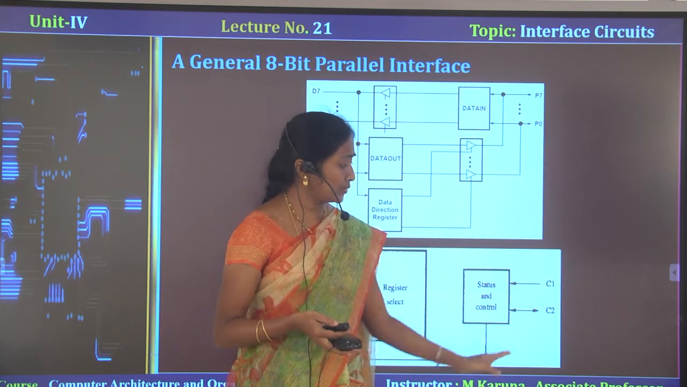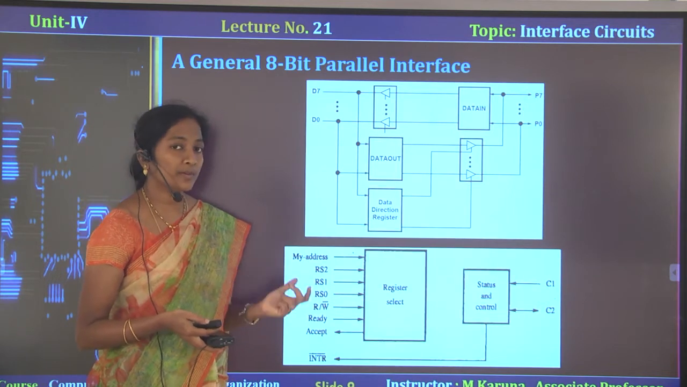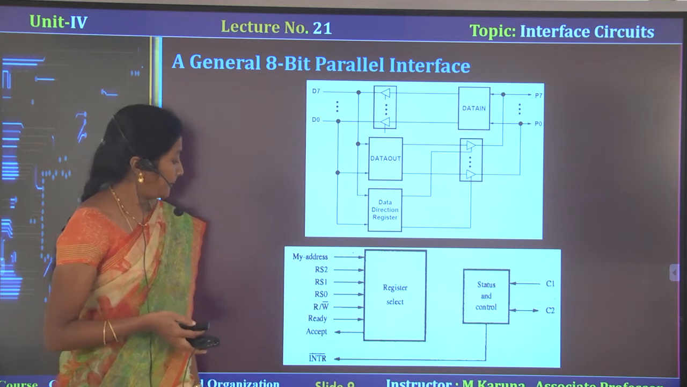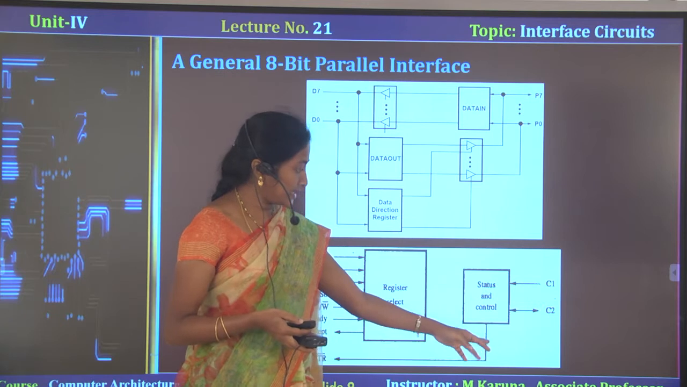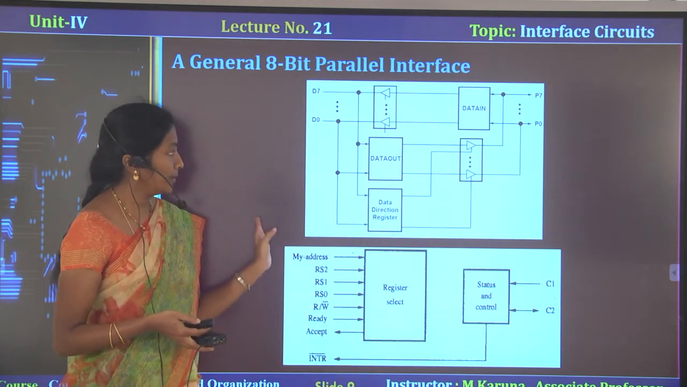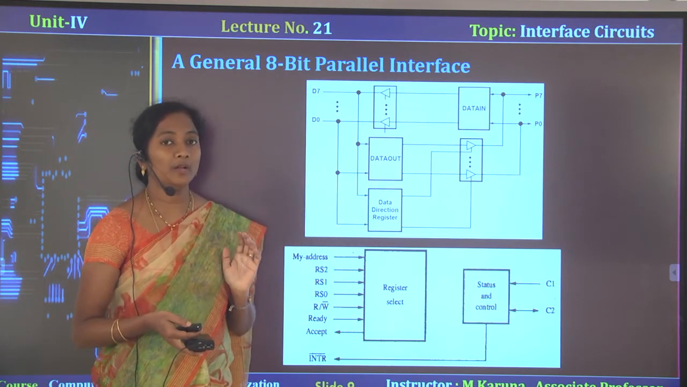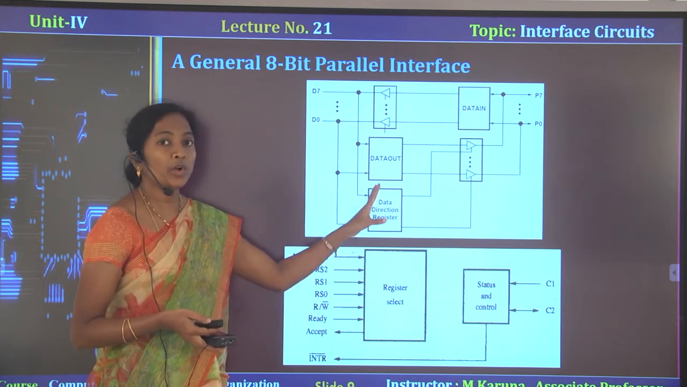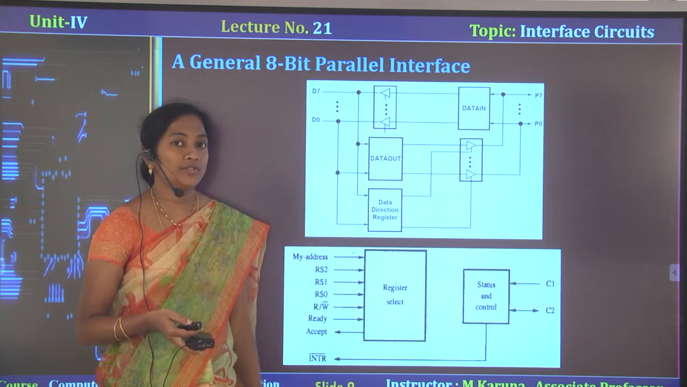Here C1 and C2 control signals are used to control the interaction between the interface circuit and IO devices. The interrupt signal, you know, is connected from the status and control flag and is issued from the IO devices to the processor. This is the general 8-bit parallel interface, or parallel port, used to perform data transmission in and out.